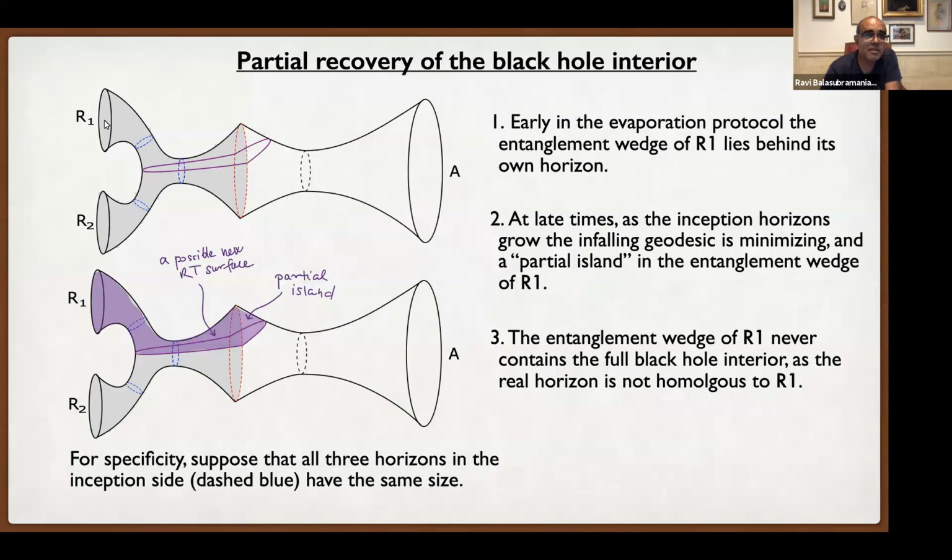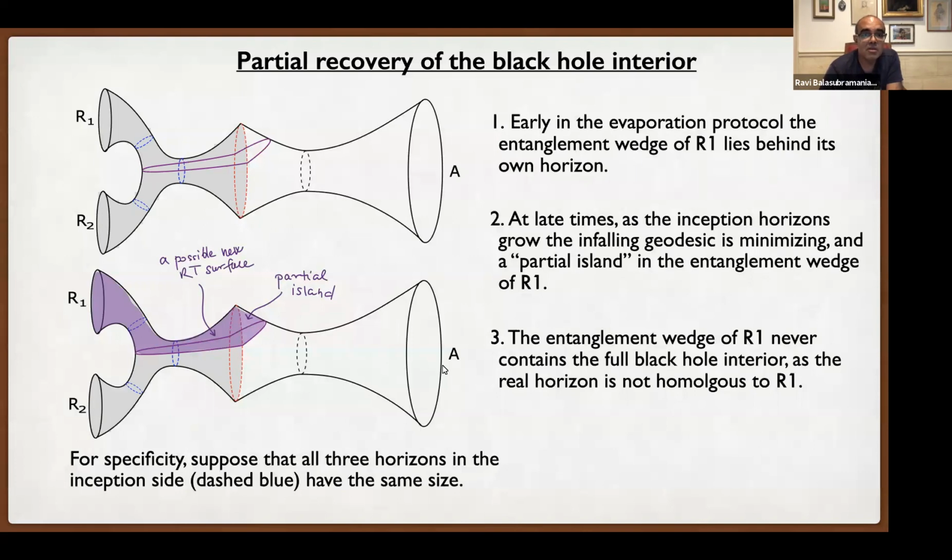Suppose you look at R1, then early in the radiation, the entanglement wedge lies behind this dashed horizon over here, just this part of it. But late in the evaporation protocol, another minimal surface develops. Now there's this purple line, and this purple line is also homologous to R1, so it's a valid RT surface. And it turns out that late in the radiation, you have this purple shaded region that can be reconstructed as the entanglement wedge of the radiation R1. So there's a partial island in the language of the island people, which is that there's a partial region inside the black hole that appears to be recoverable from this part of the radiation.